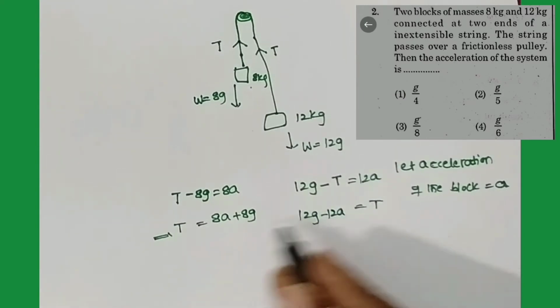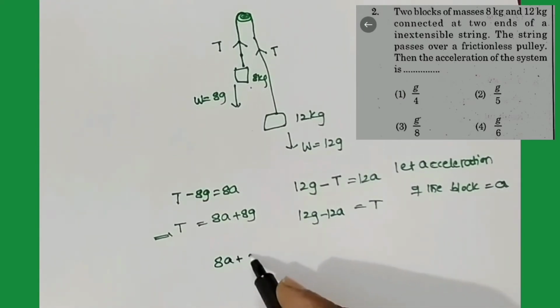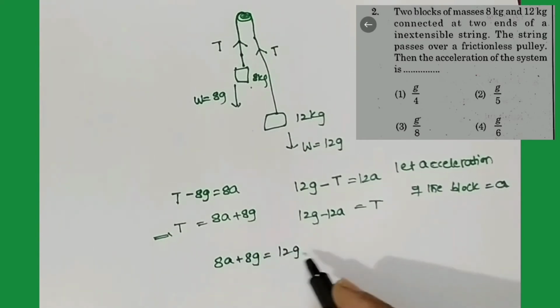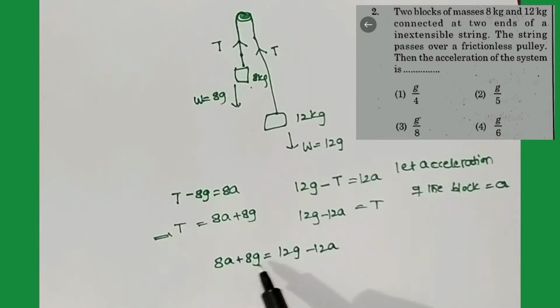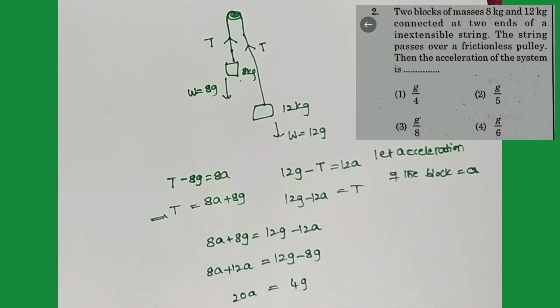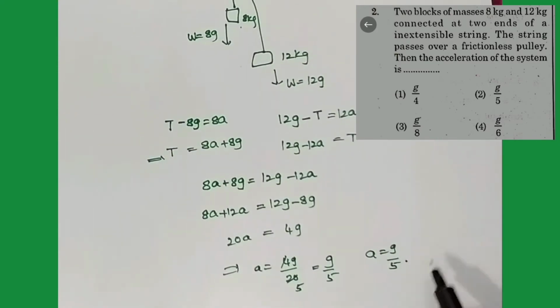that means using these two equations, 8a plus 8g is equal to 12g minus 12a. So here 12g minus 8g is equal to 8a plus 12a, which gives 4g is equal to 20a, implies a is equal to 4g by 20, which is g by 5. So acceleration is equal to g by 5. This is the answer. Acceleration a is equal to g by 5. This is the answer.